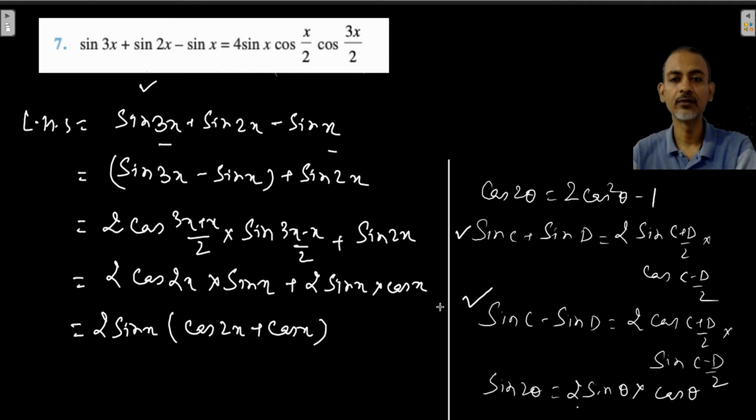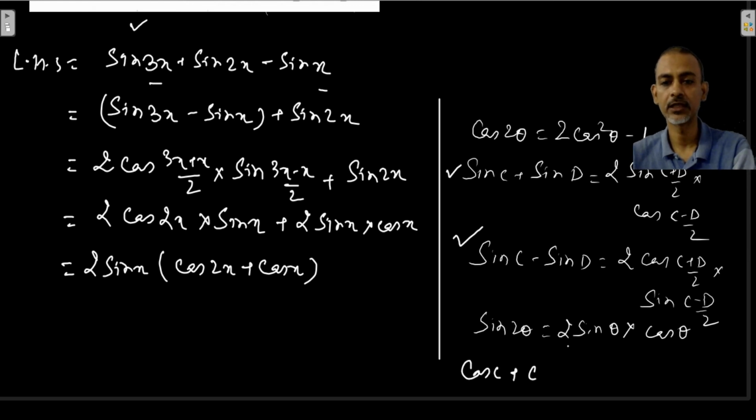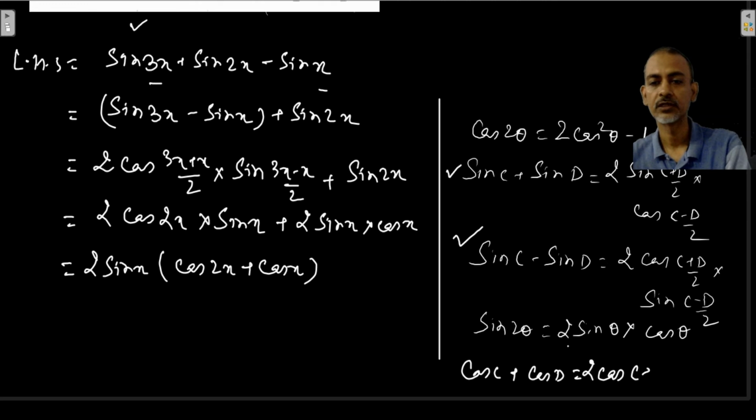Alright. Now looks like we need to know another formula, which is cos c plus cos d. And I hope you remember this formula. If you don't, then I'll just write it down for you. Just do remember such formulae, because it will become easier for you to solve such problems. So 2 of cos of c plus d by 2 into cos of c minus d by 2.